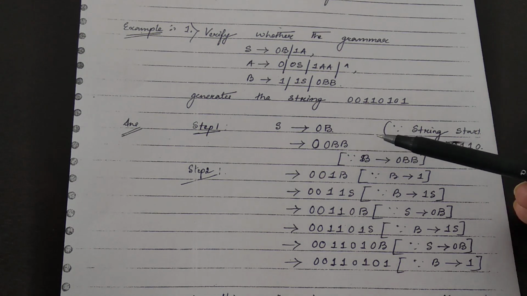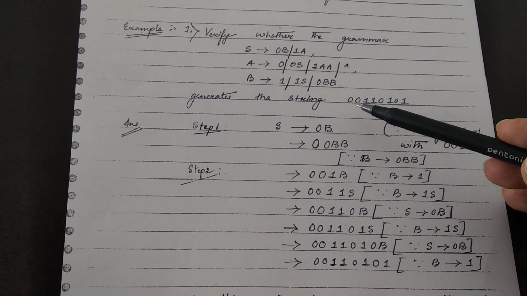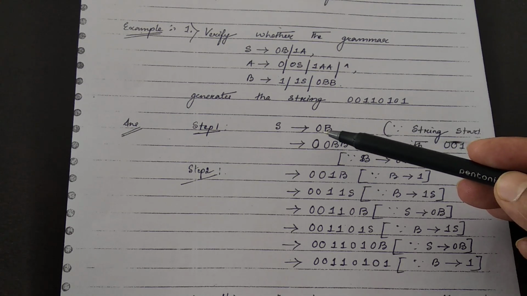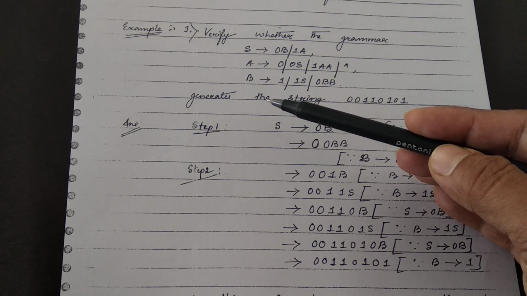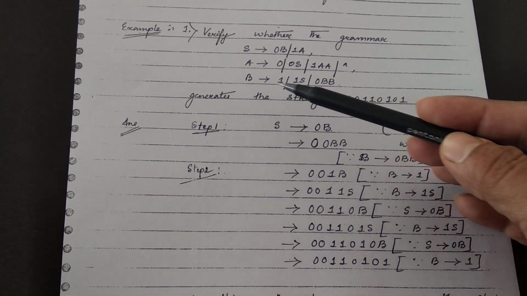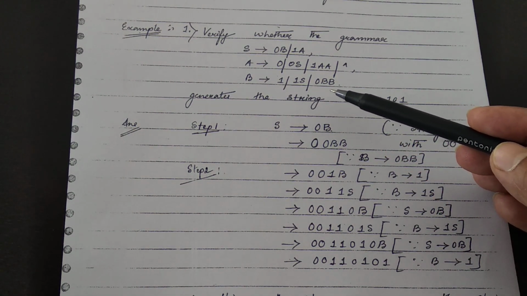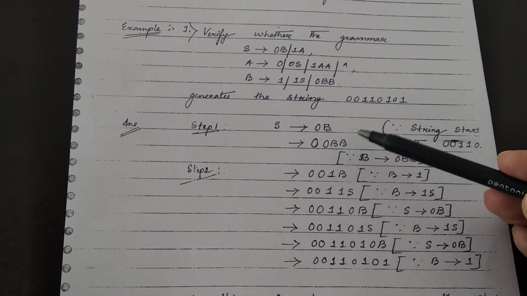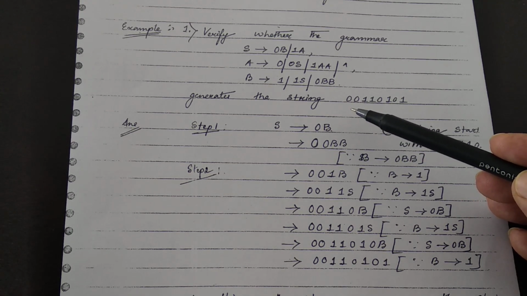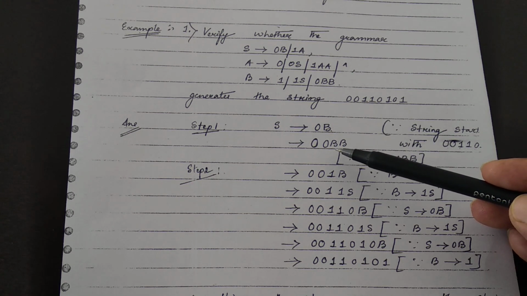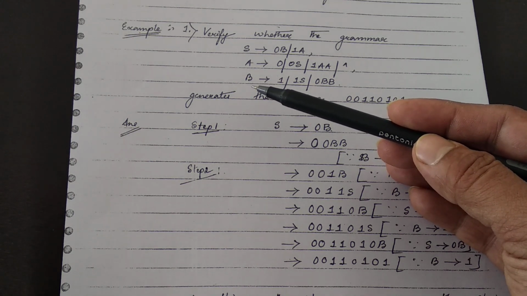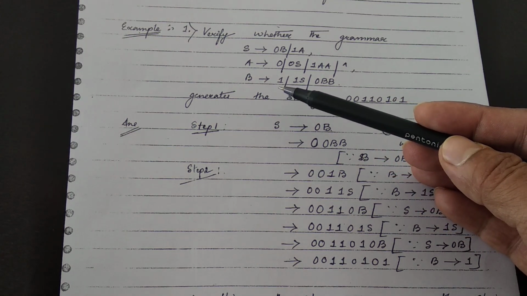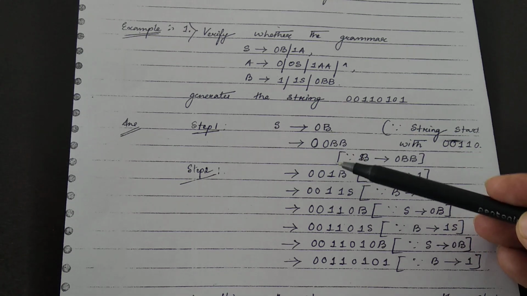Then I have seen that after 0, one more 0 is coming. Definitely this 0 is fixed. So in place of B, I have to find a production which has 0 on the right hand side. For B, I have the production 0BB. So I will replace B by 0BB. That means the first two symbols have been confirmed. Then I have to check whether the next symbol for B is 1. So for B, I have the production with 1 on the right hand side, so I will replace B by 1.